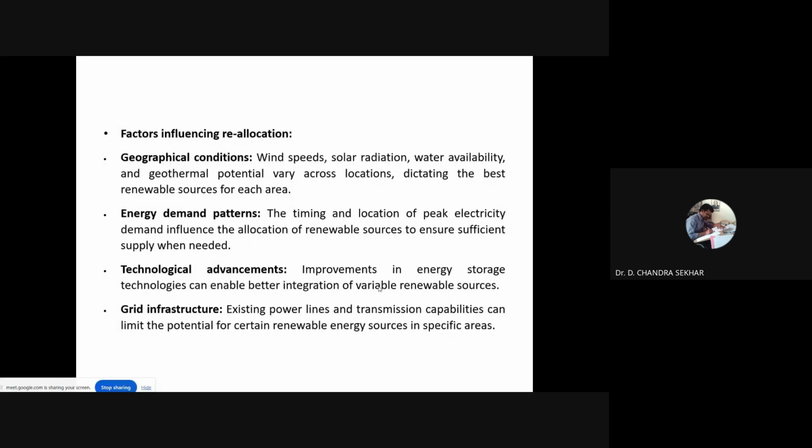And whenever the energy is less and it is unable to satisfy the load conditions, we can get power back from our battery. So that integration means battery storage systems are integrated with the renewable energy sources, which can be calculated for daily, weekly and monthly average also. And existing power lines and transmission capabilities can limit the potential for certain renewable energy sources in specific areas.